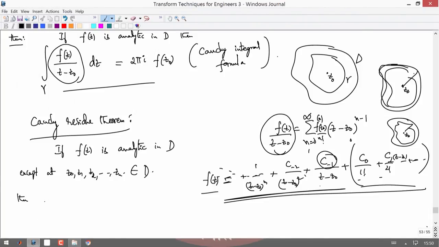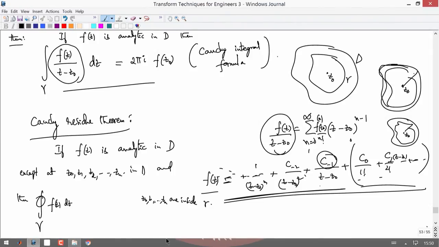Then the integral over gamma of f of z dz. Gamma is a closed curve, and f is analytic in D except at these points. This z naught, z 1, z 2, up to z n belong to D and lie inside the closed curve gamma.